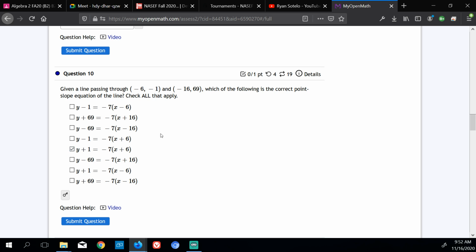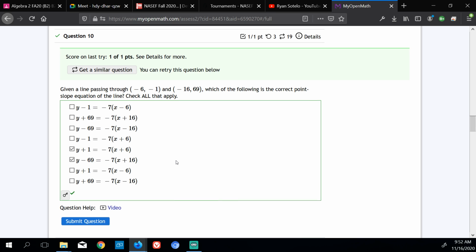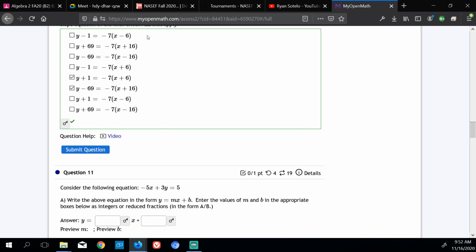Now let's do the same for this point right here. Y minus 69 and y minus negative 16. It'd be y minus 69 equals 7x minus 16. Or plus 16. Yeah, plus 16, right? So it'd have to be this one. Those should be the only two. Good. It's always minus whatever these are.